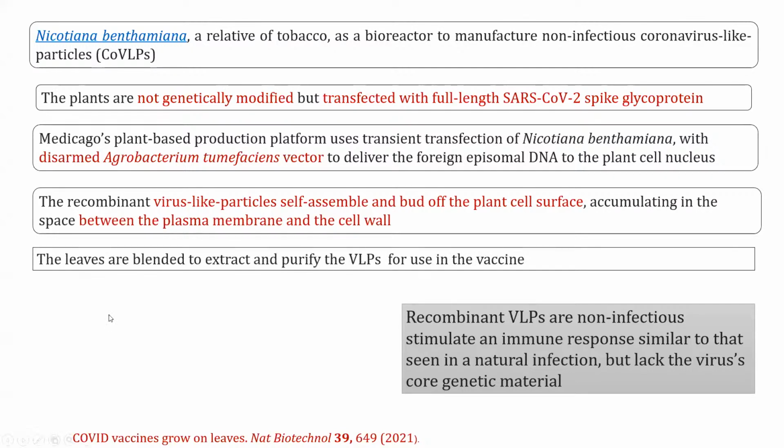Now, what you have to do is take the aerial part, that is the leaves. Leaves are taken and blended to extract, and the purification of the VLP for use as a vaccine is done. Okay, so in this case, the recombinant VLP is not infectious because we are using only the SARS-CoV-2 spike glycoprotein. So the core genetic material is not there, only the SARS-CoV-2 spike glycoprotein is there. So it is non-infectious and it can stimulate your immune response.